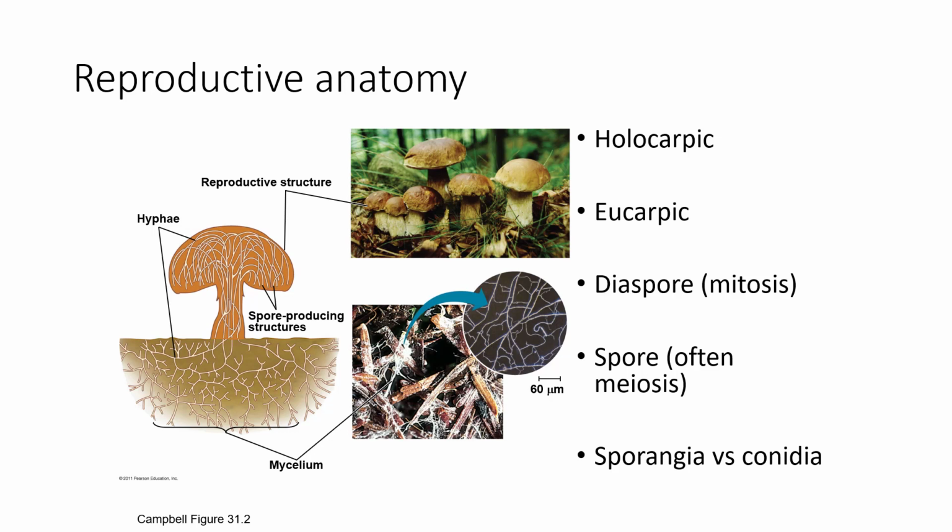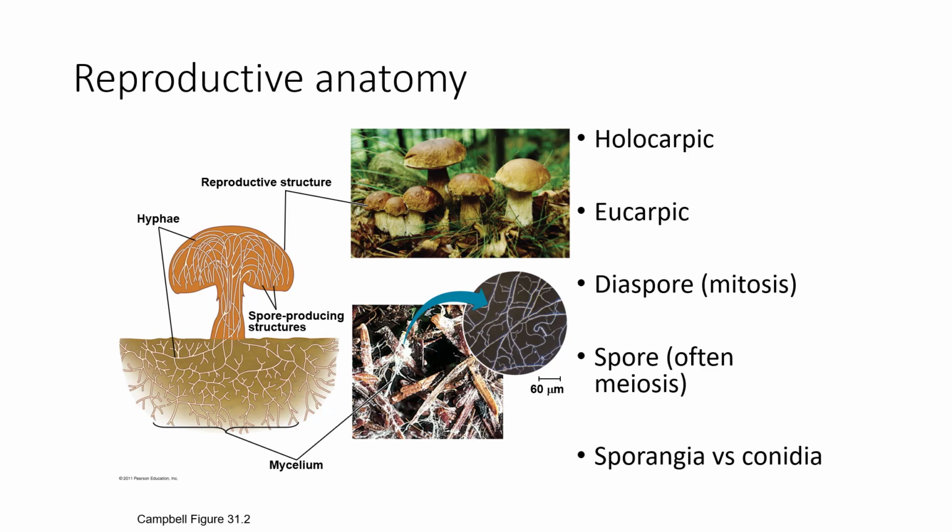Eucarpic means not the entire structure becomes reproductive. And that's going to be true of your morels. Most of that is not spores. The ascomycota have a large vegetative structure that is not reproductive. And the basidiomycota, even more so, having a vast mycelium that is non-reproductive. There's the diaspore involved in mitosis. So this is one of these spores that forms by mitosis, so they can make spores without needing reproduction.